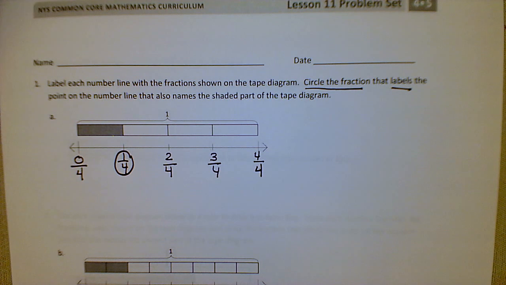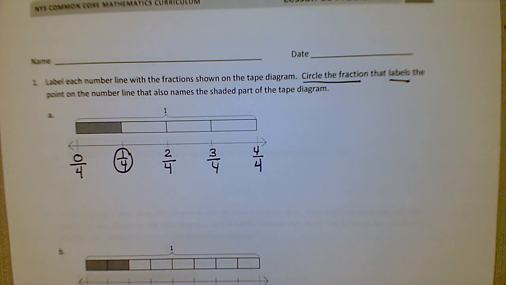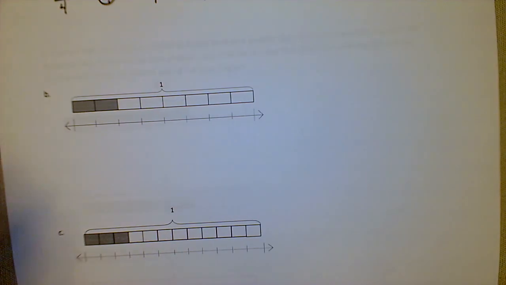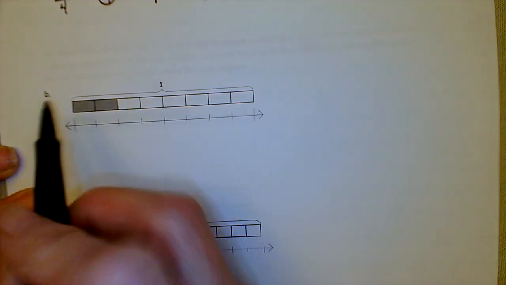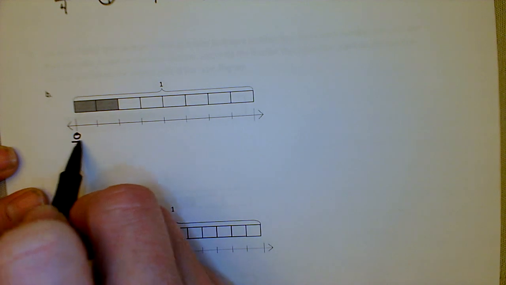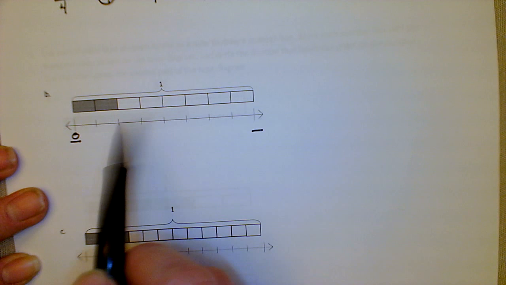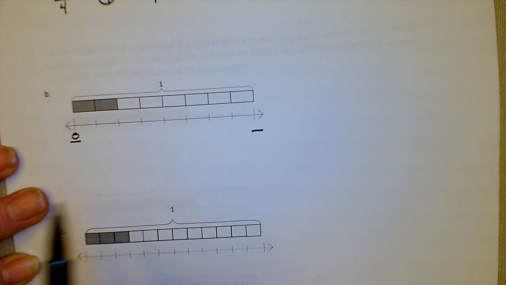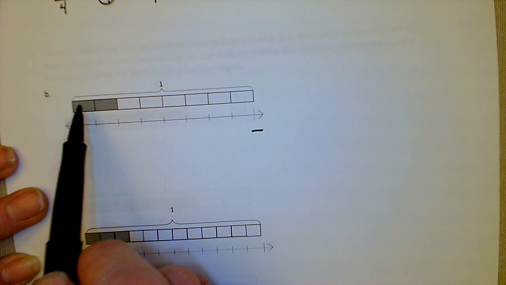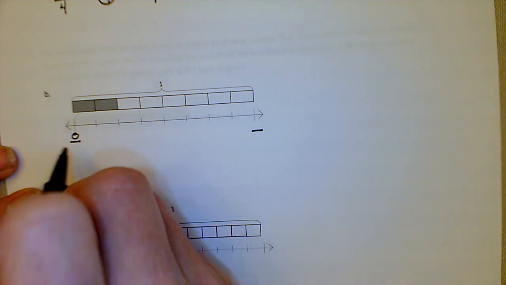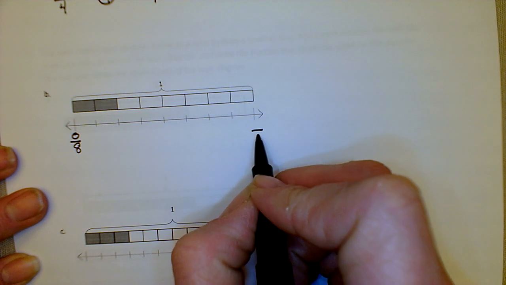Now, let's go ahead and take a look at B because we are actually going to need 1B in order to do problem 2A. So if I'm looking at 1B, again, I'm going to start by putting a 0 here. I don't know my denominator yet. So let's figure out our denominator for this number line and also for this tape diagram. And the denominator, again, is the total number of units that makes up one whole. 1, 2, 3, 4, 5, 6, 7, 8. So I'm going to put an 8 here.